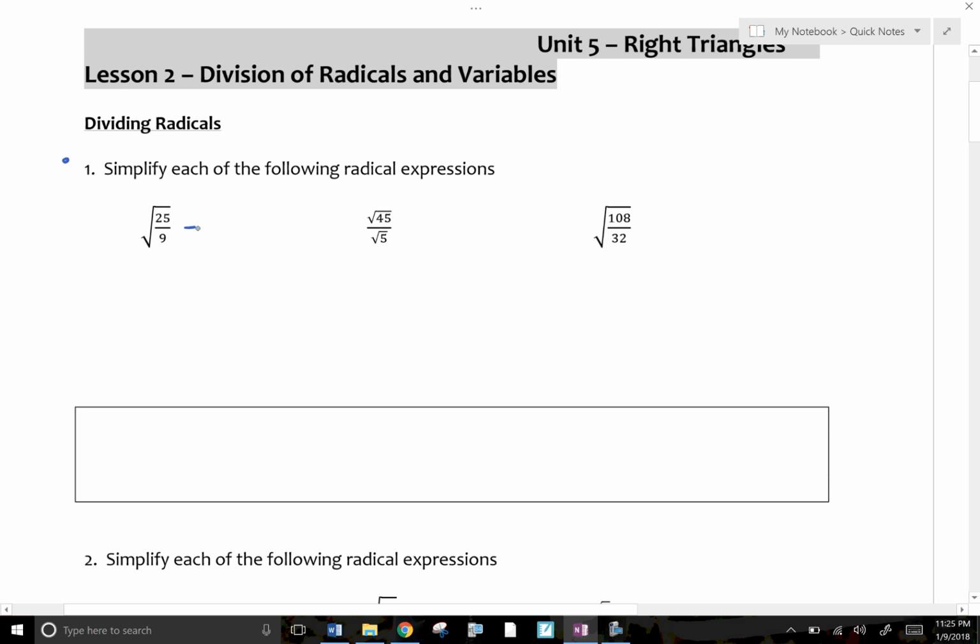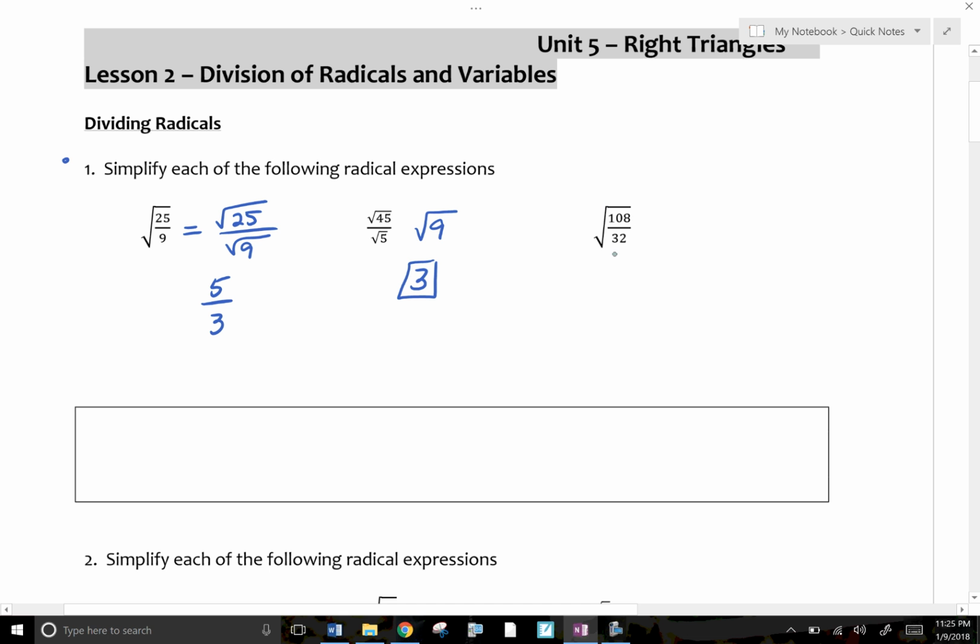One of the things you can do with radicals is, if the radical is over the top and the bottom of a fraction, you can separate it and put one on the top and one on the bottom. So the square root of 25 is 5, the square root of 9 is 3, ta-da! If it's already separated for you, but you realize 45 is divisible by 5, you're allowed to actually divide it. So 45 divided by 5 is 9, and the square root of 9 is 3.